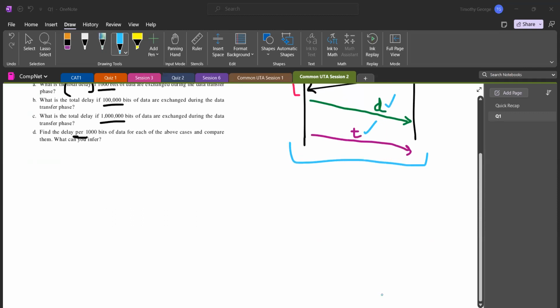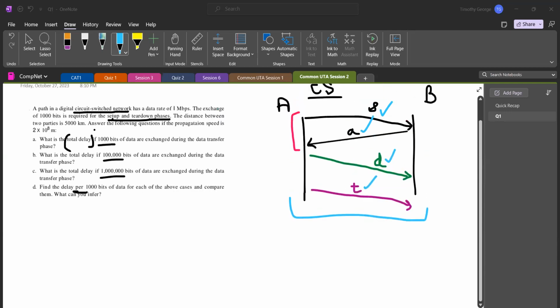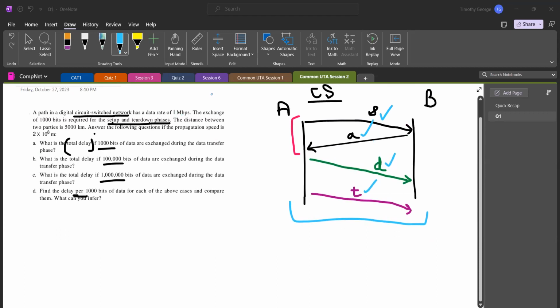Okay, so let's begin. What is the data that's given here? We can see that the data rate is 1 Mbps. You're given the total number of bits, 1,000 bits, and the distance between the two parties, 5,000 kilometers. What is the total delay if 1,000 bits of data are exchanged during the data transfer phase?